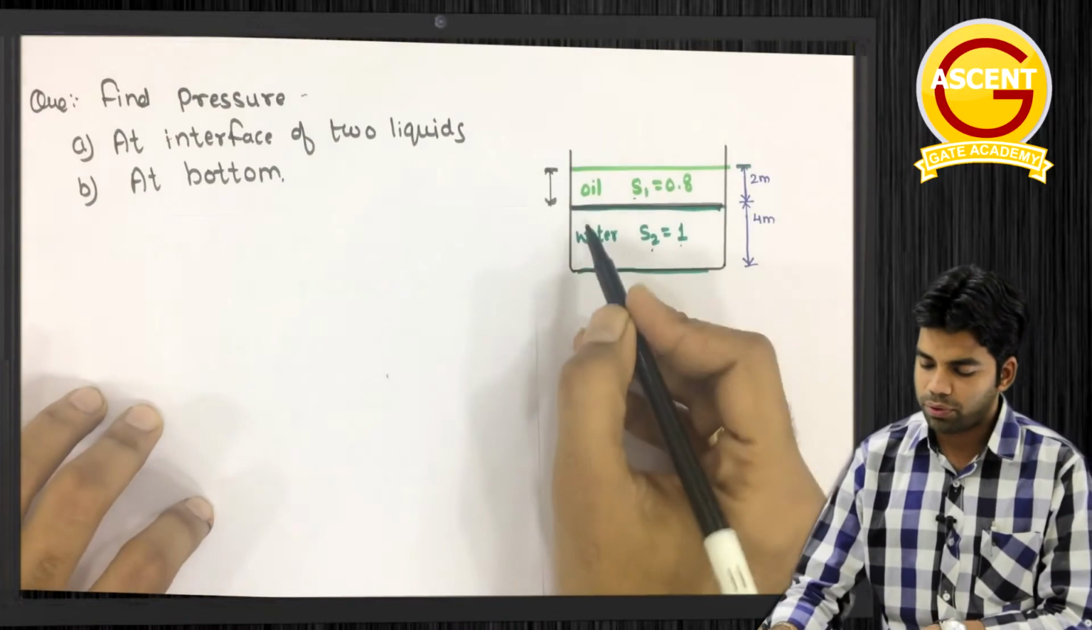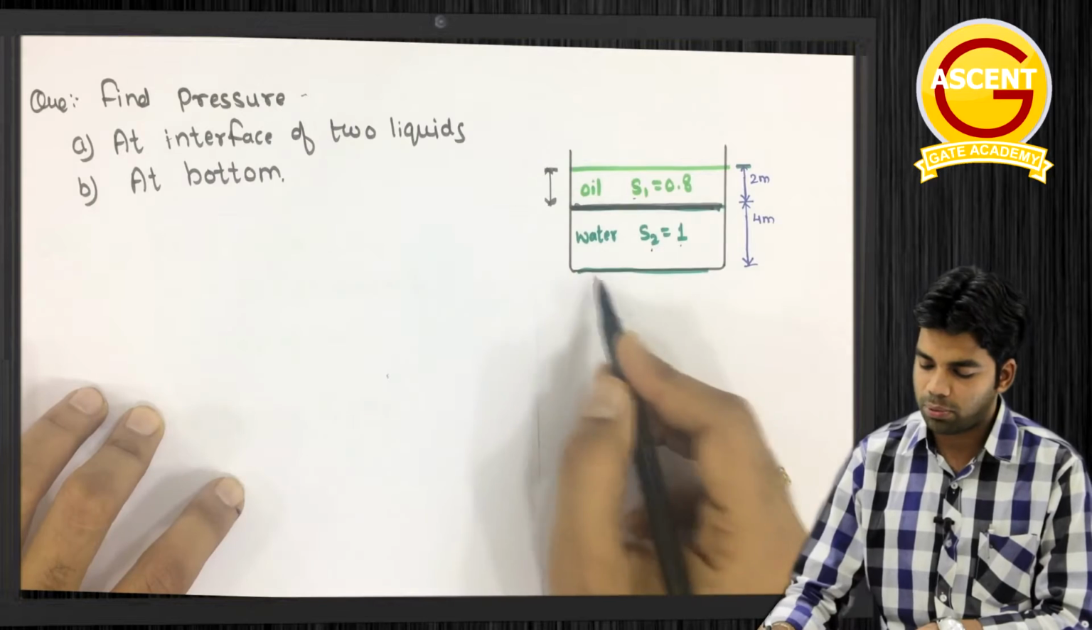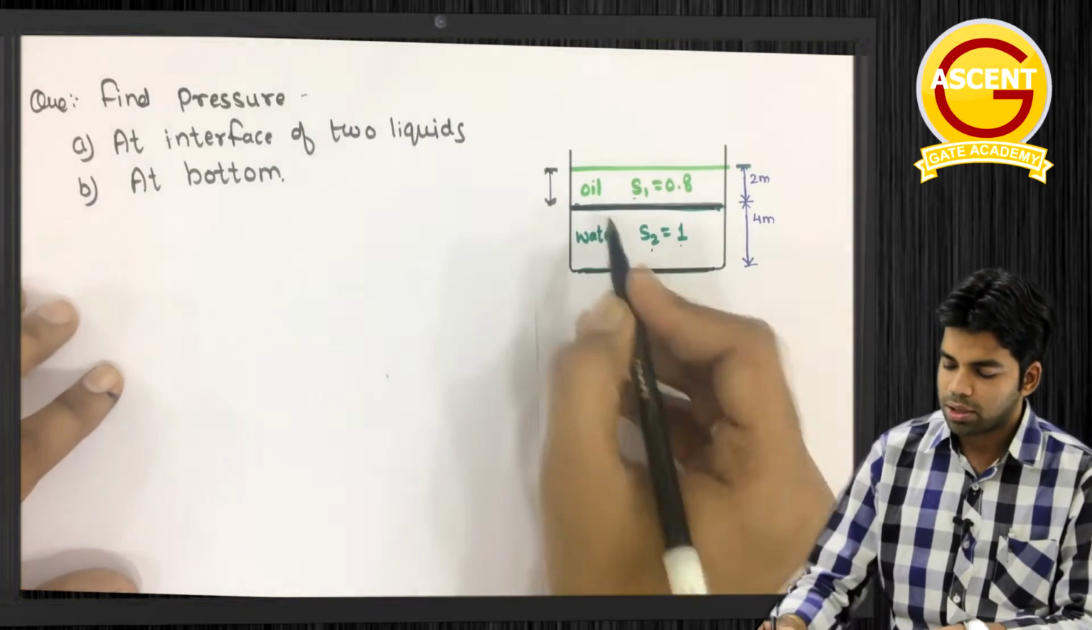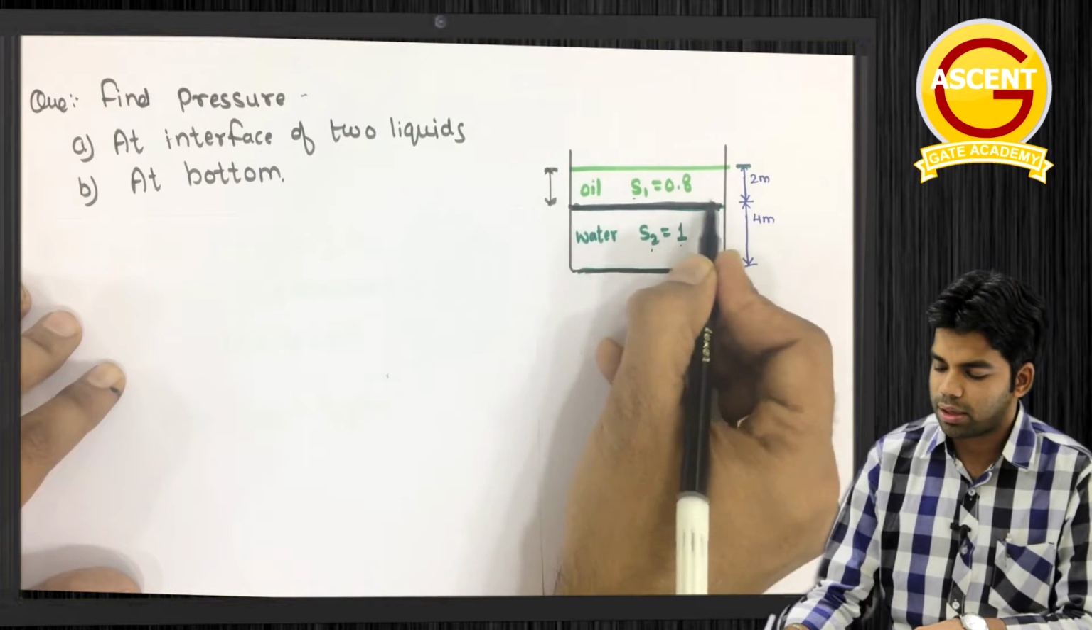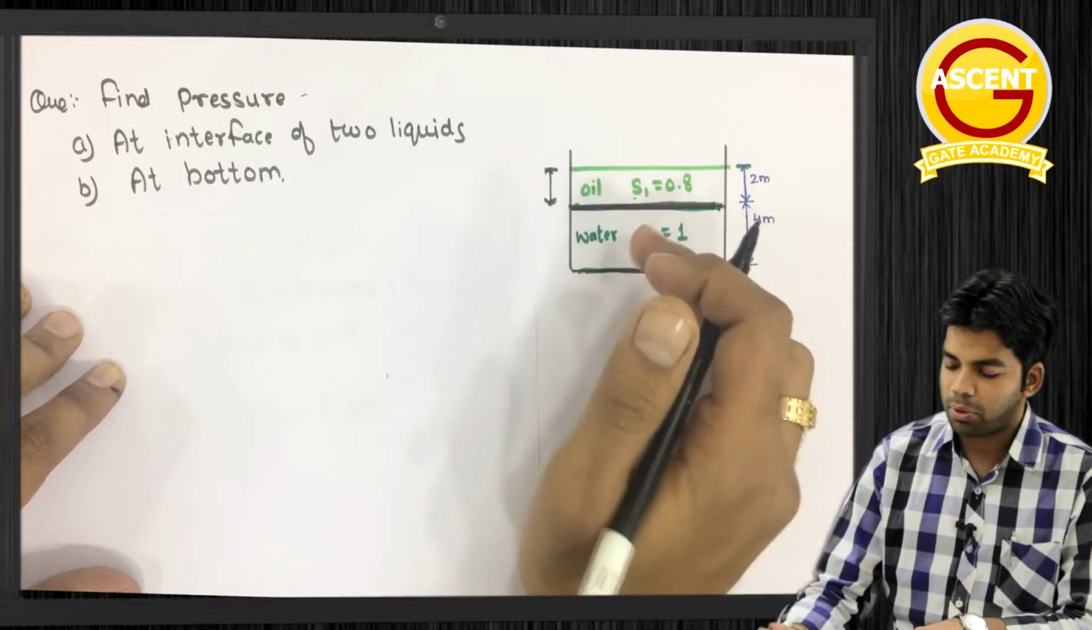Okay, so first we have to calculate the pressure at the interface of two liquids, that means at this point, and then at the bottom of this fluid at this point. So at these two points we have to determine the pressure. First, the pressure at this point is nothing but because of the oil which is above this particular point.